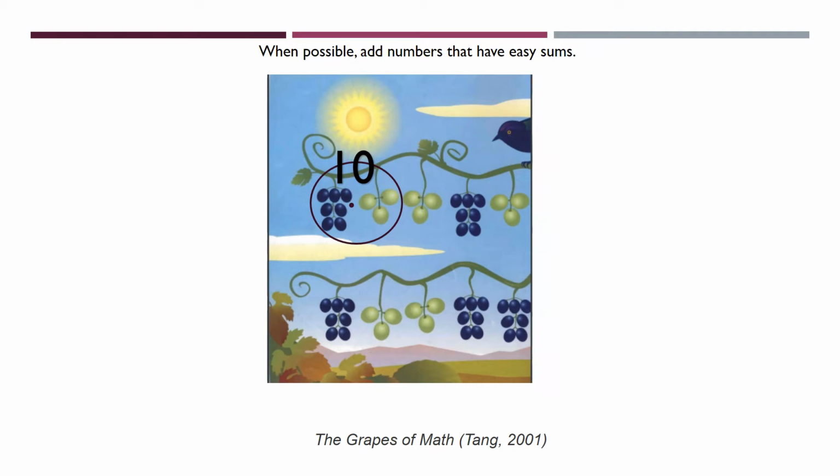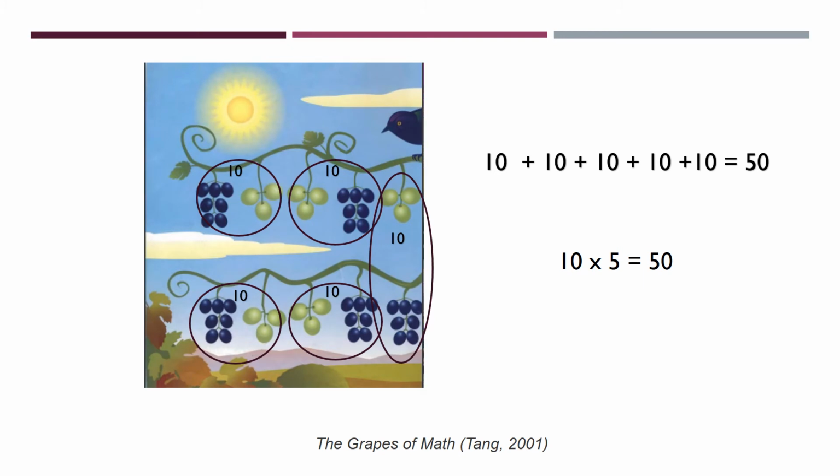There's 1, 2, 3, 4, 5, 6, 7 on the first bunch to the top left. And there's 3 more in the bunch right beside it. If we circle those together, we have a group of 10. Let's find the other groups of 10. There's another group of 10, and another group of 10, and another group of 10, and another group of 10. Now we've circled our sets of 10.